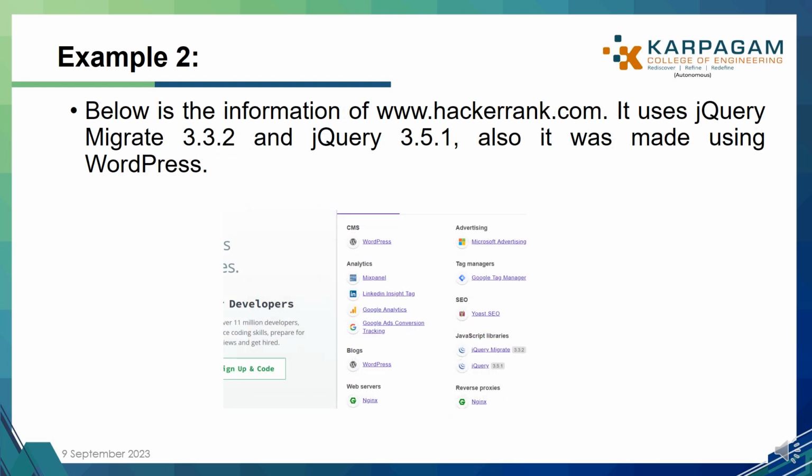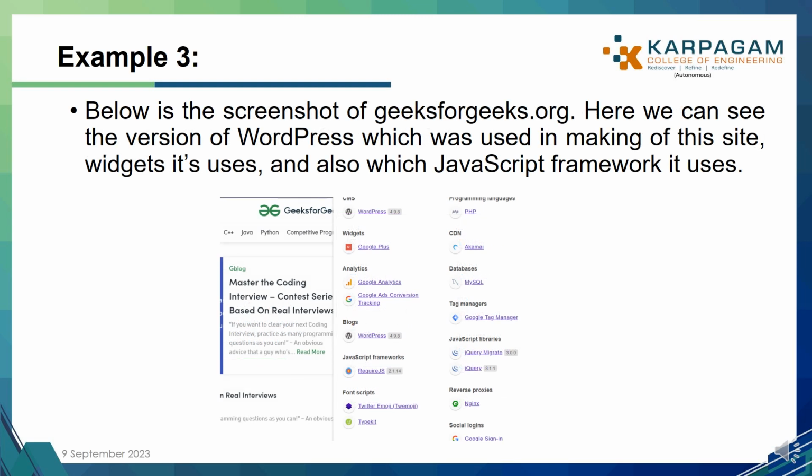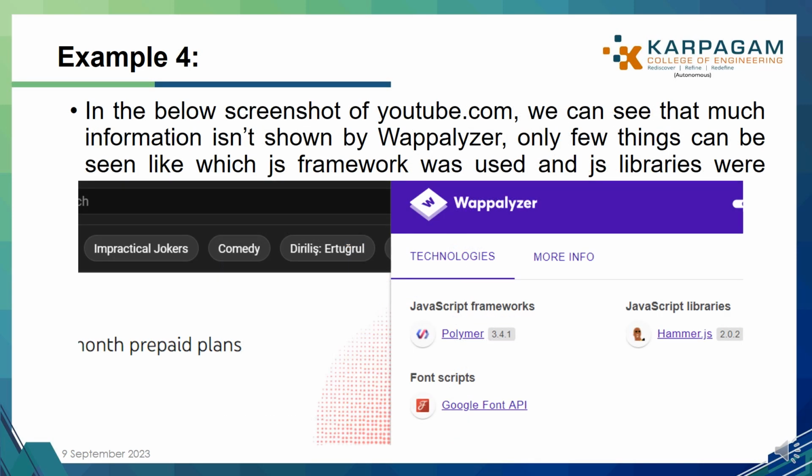These are other examples. Here I have clicked the HackerRank website and got to know the metadata information about the HackerRank website. And you can also get to know which technology it uses. For example, HackerRank makes use of jQuery Migrate, jQuery 3.5.1, and is also made using WordPress. So I have listed examples. I have also clicked the GeeksforGeeks website and got information about that website. This is another example.